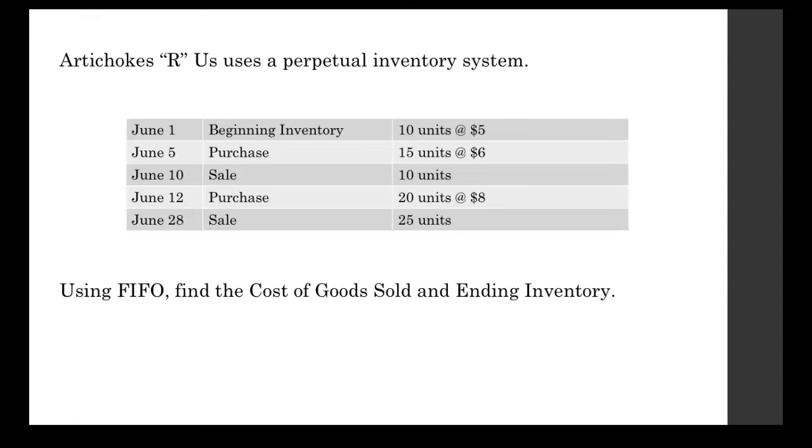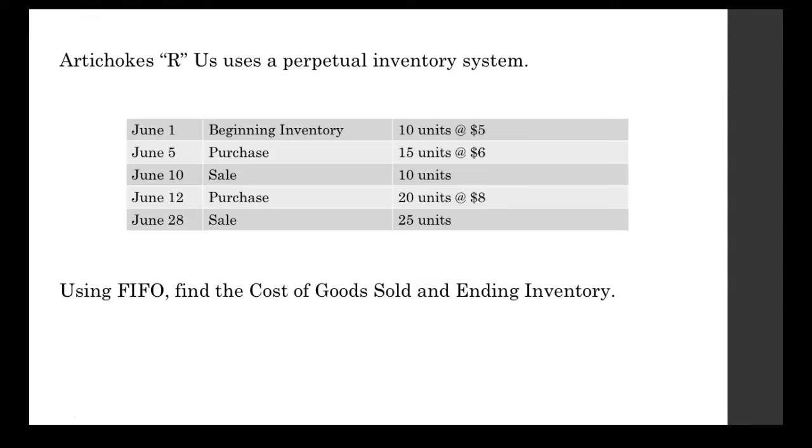On June 1st, we had a beginning inventory of 10 units at $5 a piece. On June 5th, we made a purchase. We bought more units. We bought 15 units at $6 a piece. On June 10th, we sold 10 units. On June 12th, we purchased 20 more units at $8 a piece. And then on June 28th, we sold 25 units.